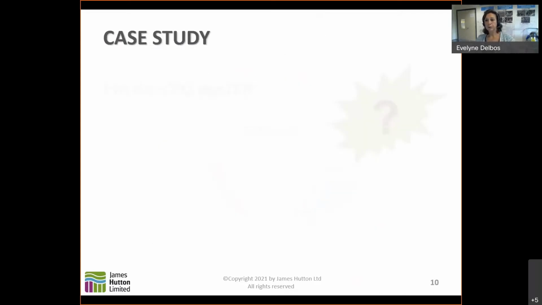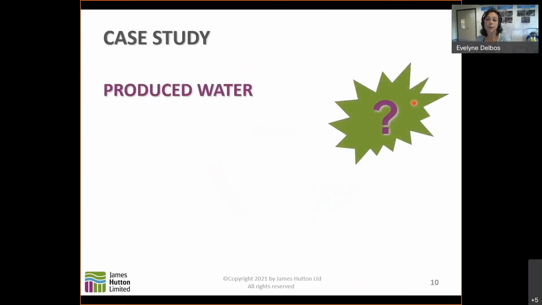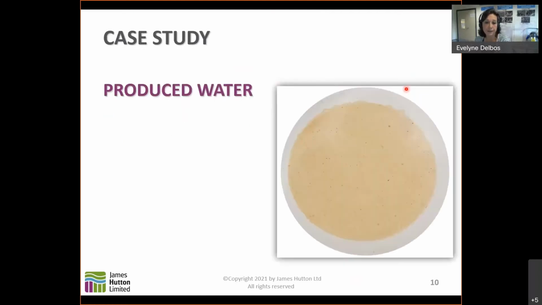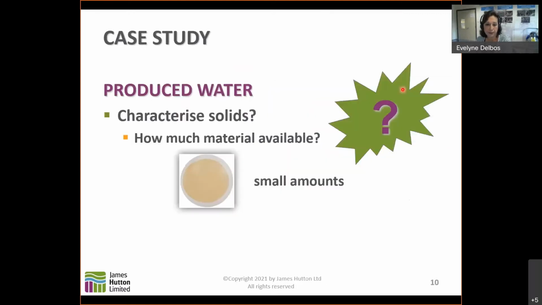So first of all, the produced water sample, and we start with the question. What do you want to know about that produced water? Are you interested in characterizing the solids that they contain? And if so, how much material have you got available? In this case, we have filtered some solids, and typically it's on a membrane that is 1 to 2 inches in diameter. So you can imagine that this is quite a small amount of solids.